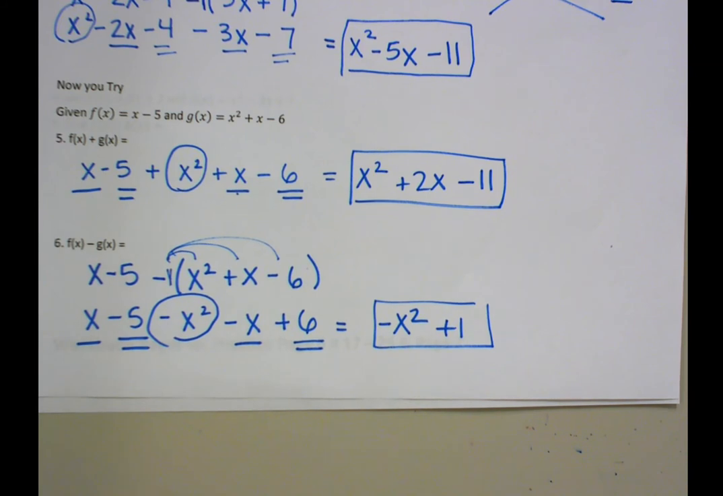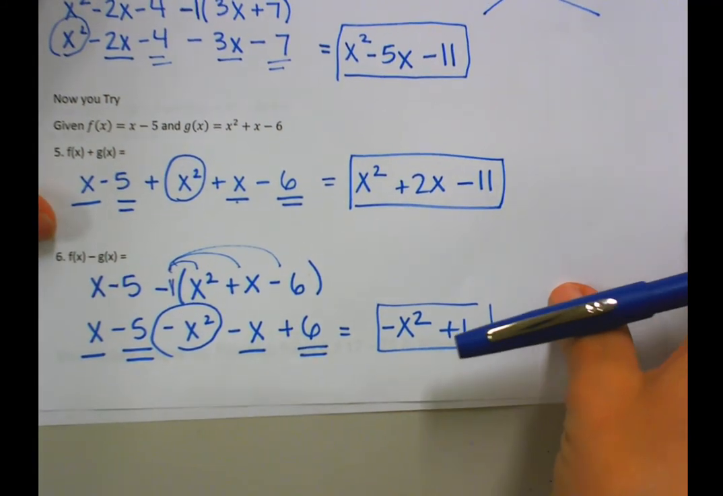So then when I combine my like terms, there's nothing to combine with my negative x squared term, so I just bring that over to my answer. Then I have positive x and negative x, which cancel each other out, right? 1 minus 1. And then I have negative 5 plus 6, which gives me a positive 1 as my answer. So that's adding and subtracting functions.